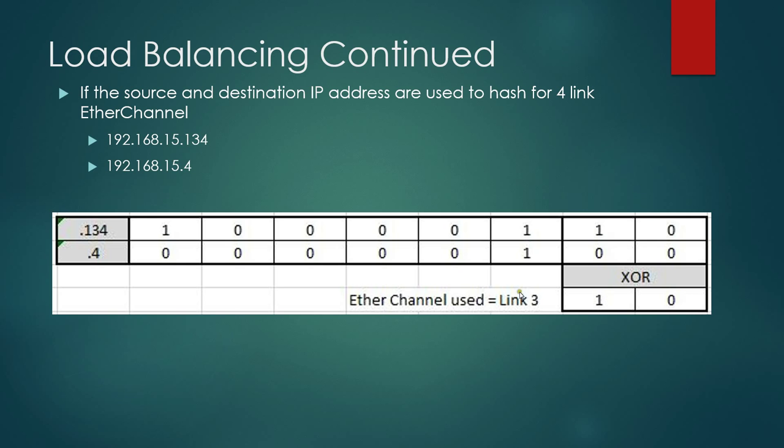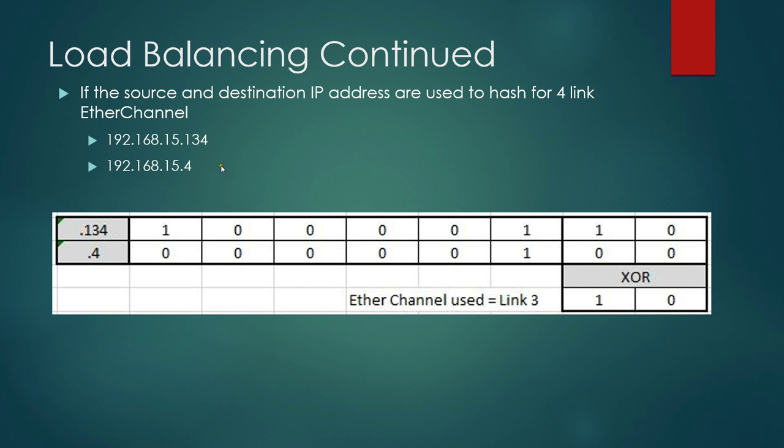And 1-0 is link 3 within our 4-link EtherChannel. So all traffic moving from this source to this destination, or this destination to this source, would hash the same way and always use link 3 within our 4-link EtherChannel to move traffic between those two devices.